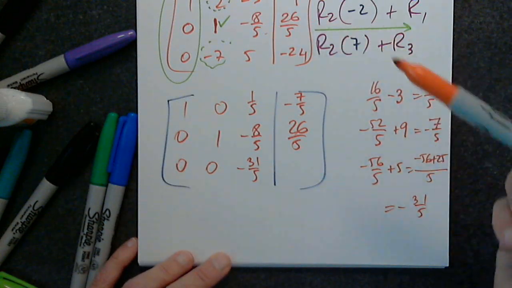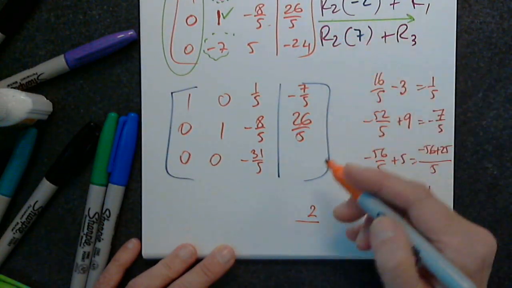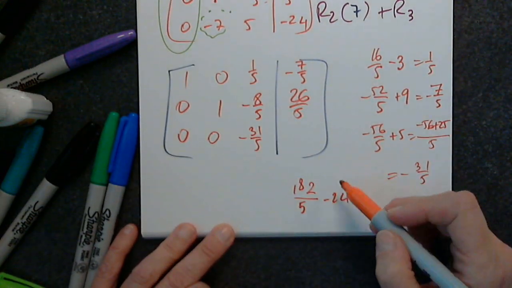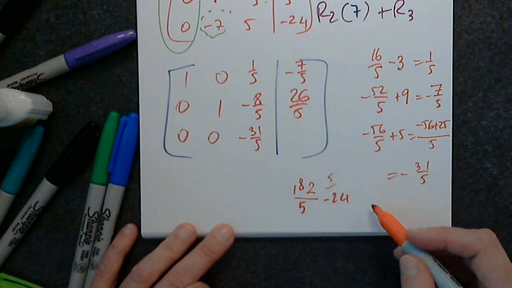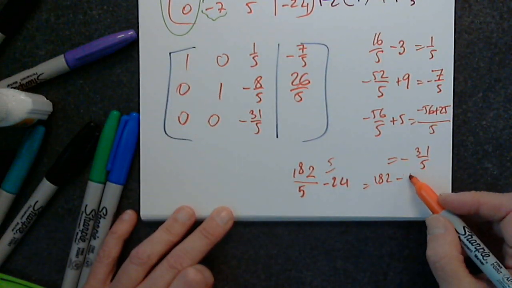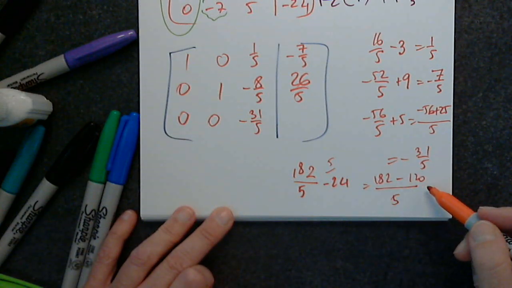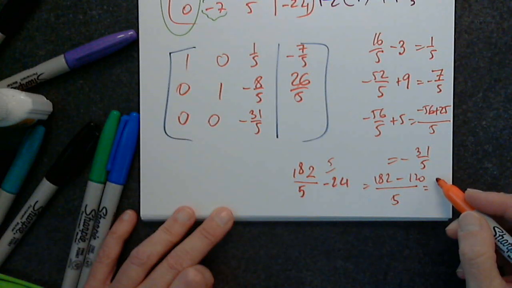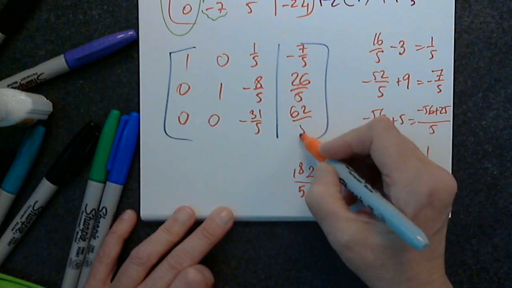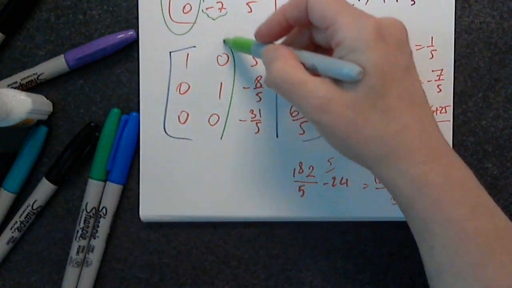2 and 4, so 182 over 5 minus 24, but it needs to be multiplied by 5. So 182 minus, I think, is 120 divided by 5. So I get 62 over 5. What have we accomplished? A lot.